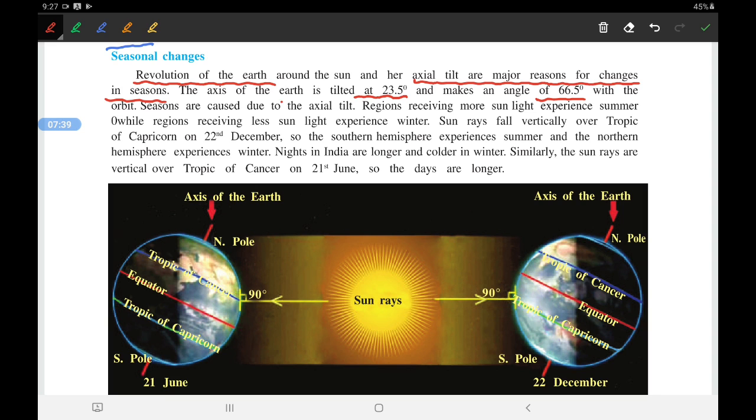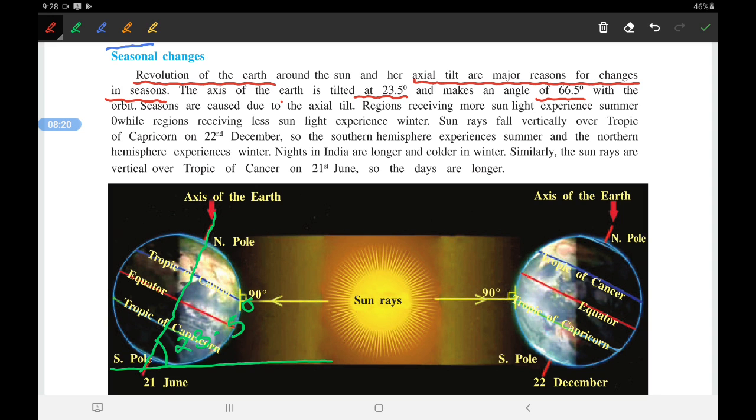Okay, so here you can see the axis is tilted here. Okay, and if you see this way, right, then it is tilted at what degree? It is tilted at 23.5 degrees. Okay, it is tilted at 23.5 degrees, right? Say, let us go further.